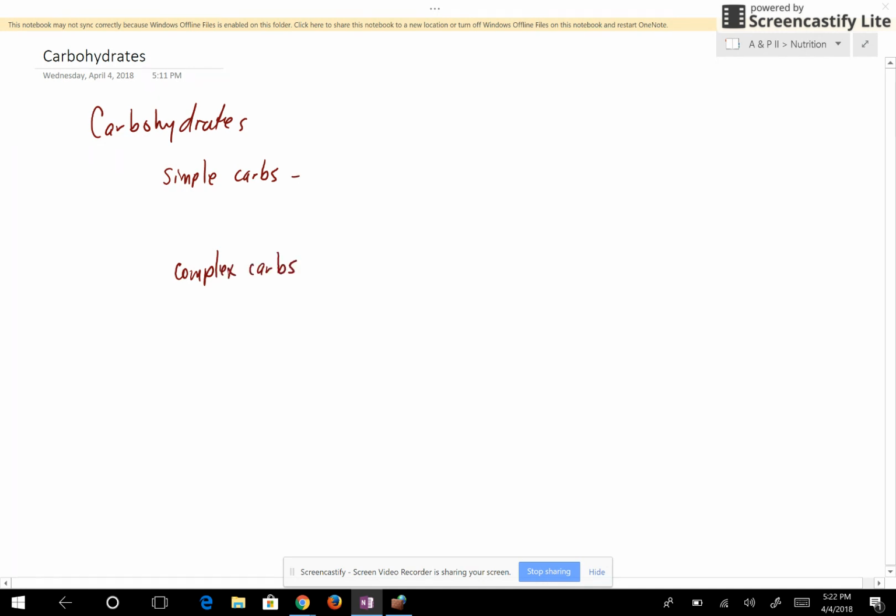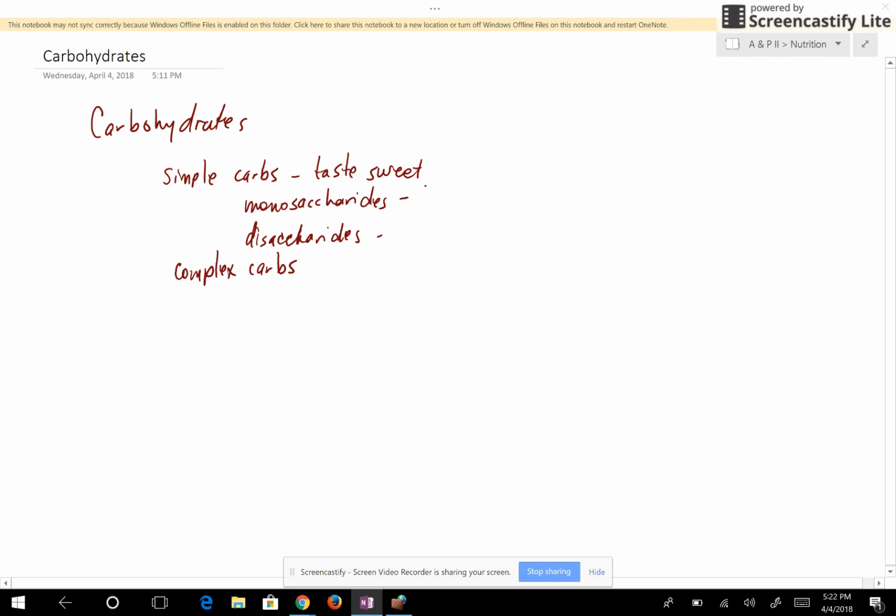Okay, most of the time simple carbs are going to be sweet. It's actually not most of the time. A characteristic of simple carbs is that they're going to taste sweet. Okay, there are two categories of simple carbohydrates. There are monosaccharides and disaccharides.